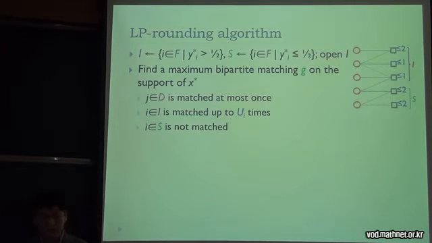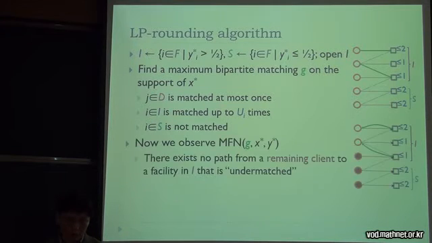So we want to find the maximum bipartite matching G on the support graph, where each client can participate at most once, because we only want to assign it somewhere. And each nearly integral facility can be assigned up to as many clients as its capacity. And of course, every facility that has a small opening variable is not open yet, so we don't want them to participate in the matching. So let's say that this is the maximum bipartite matching. I know that this is not the maximum bipartite matching, but bear with me for the moment.